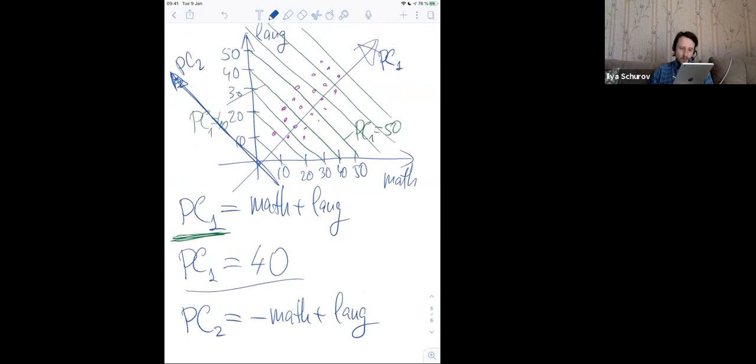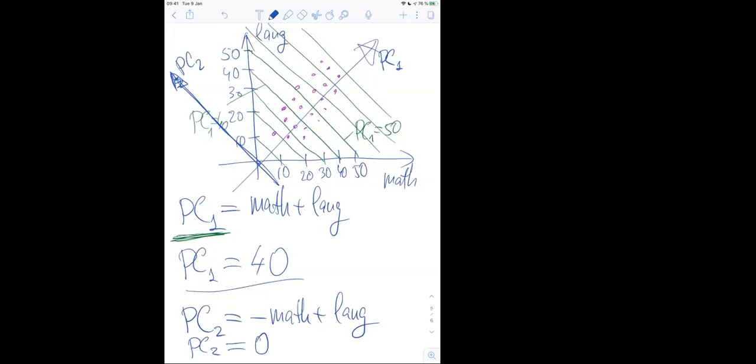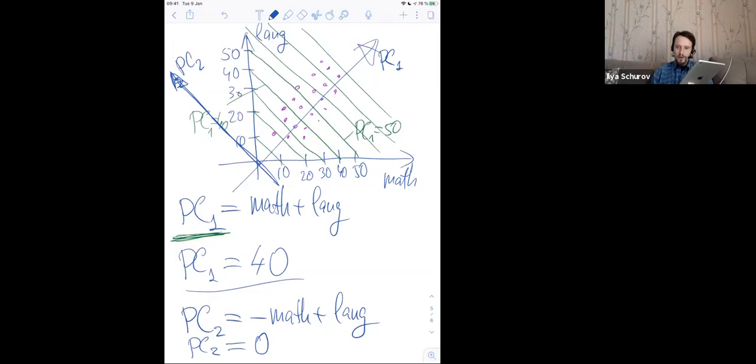What can I say about values when PC2 equals something predefined? For example, what can you say about values where PC2 equals zero? It means that math and lang are equal to each other. Yes, math and lang are equal. So I have a question.